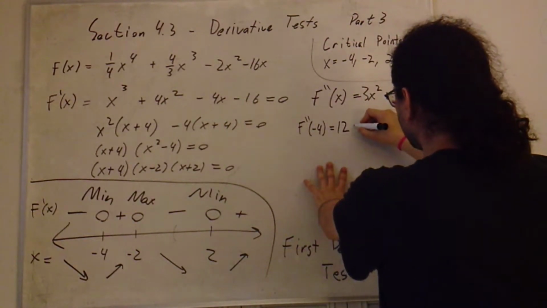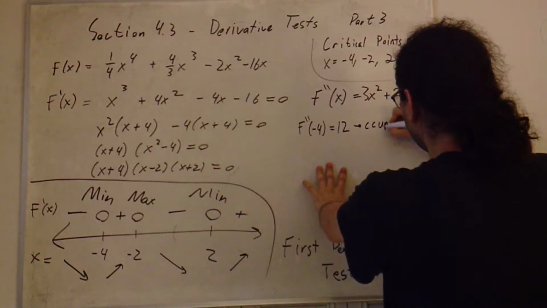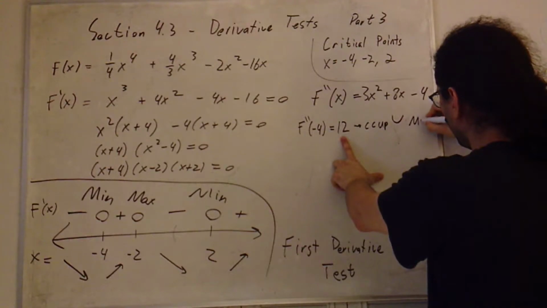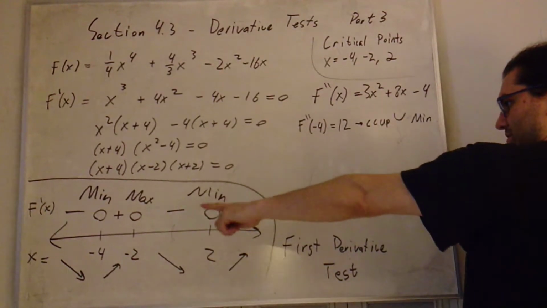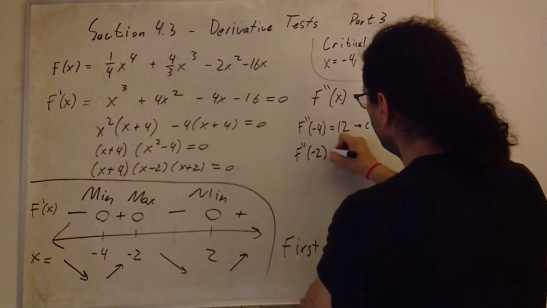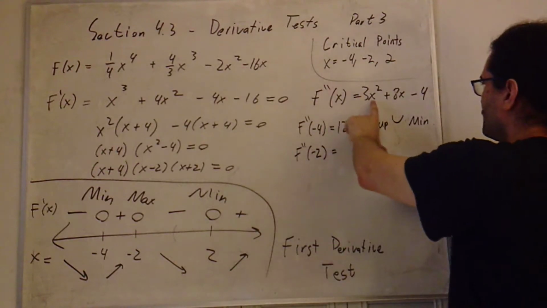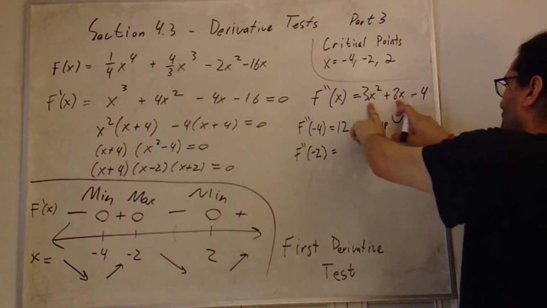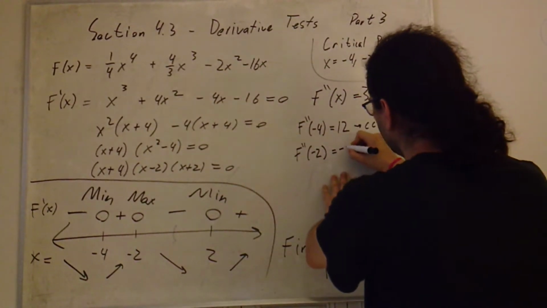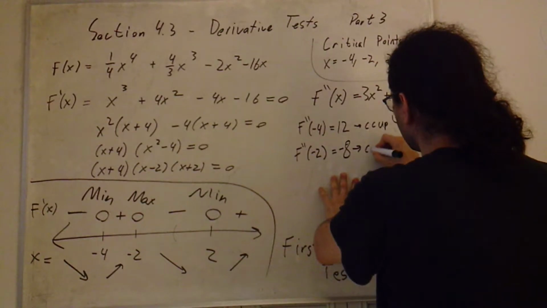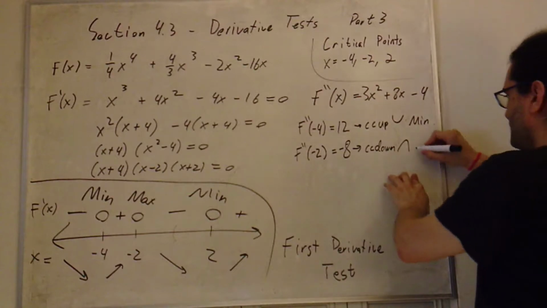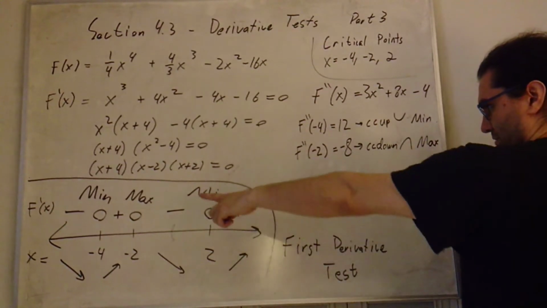So this is concave up, since this number is positive, which means I have a smiley face, which means I have a minimum, which matches the first derivative test. At f double prime of -2, I should get 12 minus 16 is -4, minus another 4 is -8. This is concave down, which means I have a frowny face, which means I have a maximum there, which again matches our information from before.